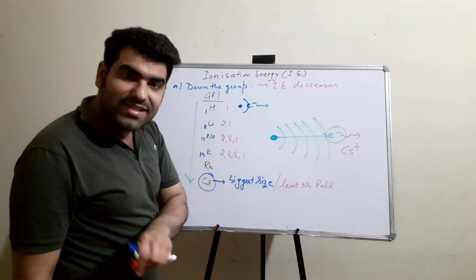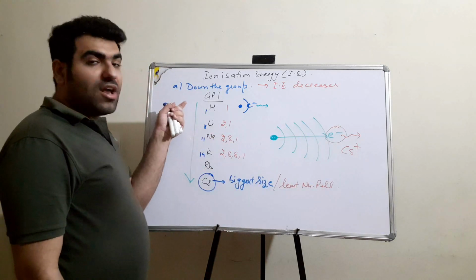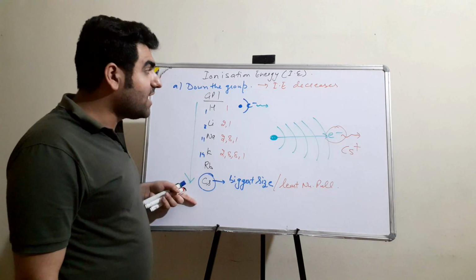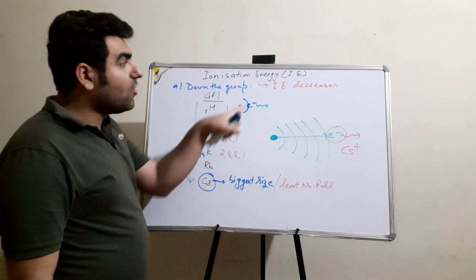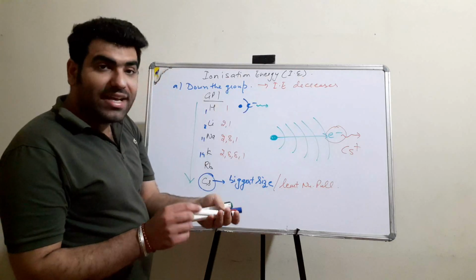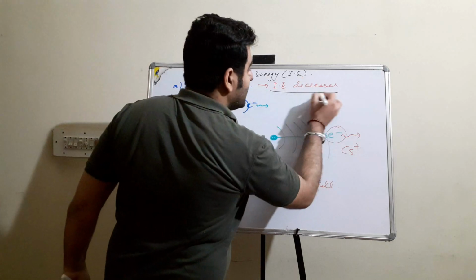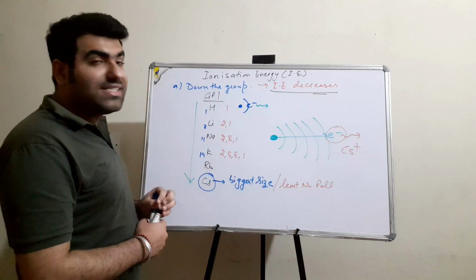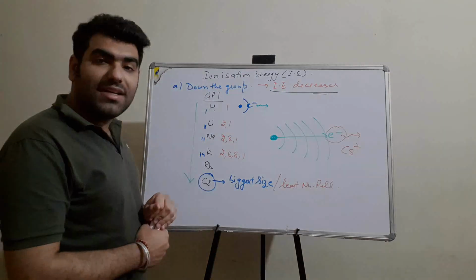We require a lesser amount of energy. So for hydrogen, great ionization energy; for cesium, very less ionization energy. So down the group, the ionization energy decreases. Now let us see its trend along the period.